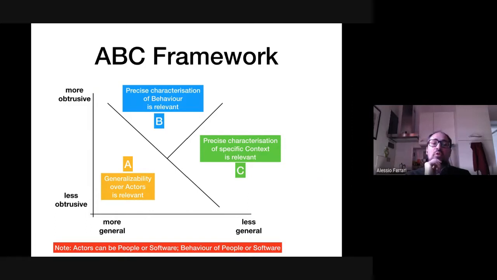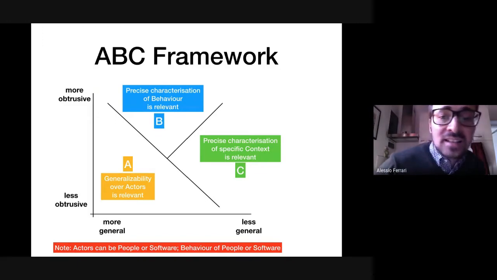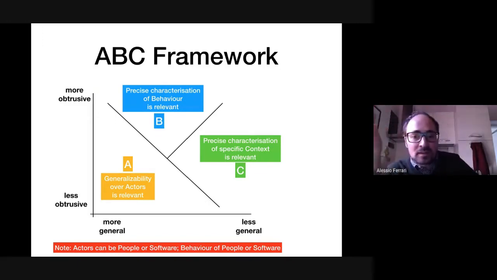Let's take some time to look at the diagram, and then we will see the methods. We have two dimensions, obtrusiveness and generalizability. For more obtrusive methods like experiments, we use them when the precise characterization of behavior is relevant. Cases that are less general and less obtrusive, I use them when a specific characterization of the context is relevant, like the field study, in which I really want to understand things from the point of view of a specific context. If generalizability over actors is irrelevant, I will use strategies positioned in this other corner.